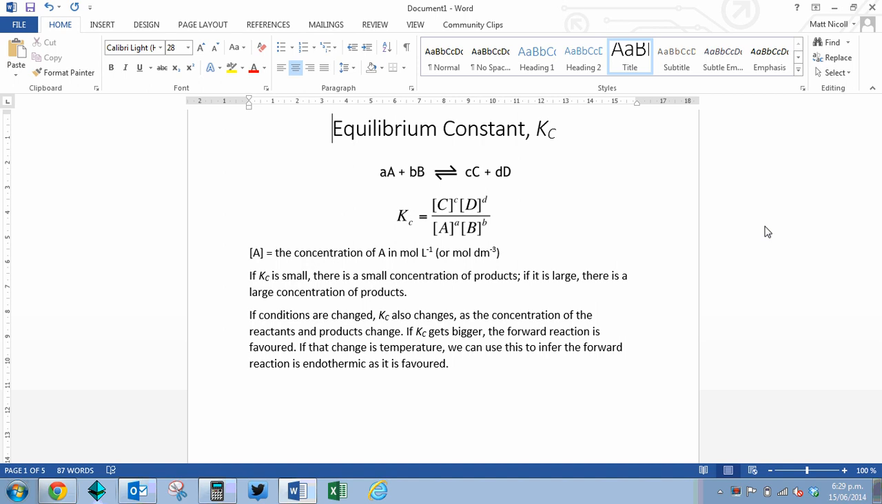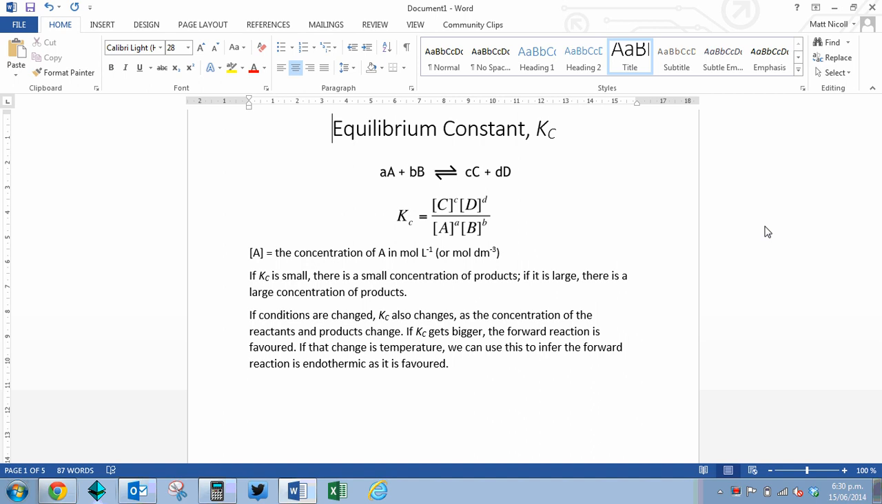The square brackets actually mean the concentration, so they mean moles per litre or moles per decimetre cubed, depending on what you normally use. We're using moles per litre this year. They mean exactly the same thing. One of the things you'll notice is that it's products over reactants. So if the K value is really big, then that means that there's a lot more products than there are reactants. So even though we call it an equilibrium, it doesn't mean there's equal amounts of each thing. For that to be the case, then the answer for K would be 1.